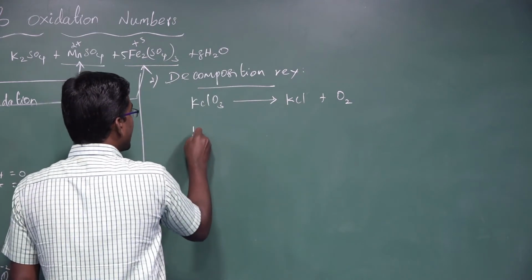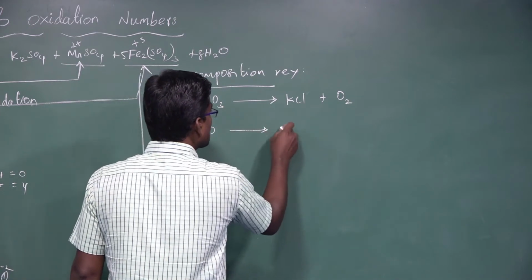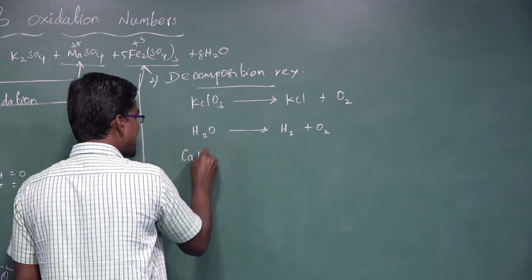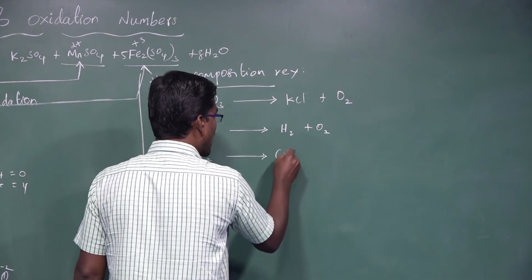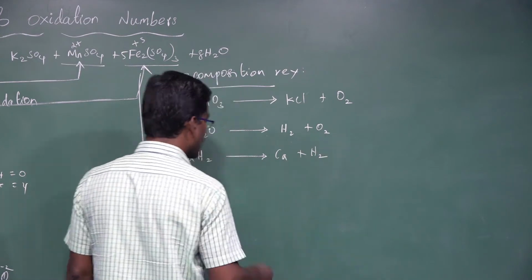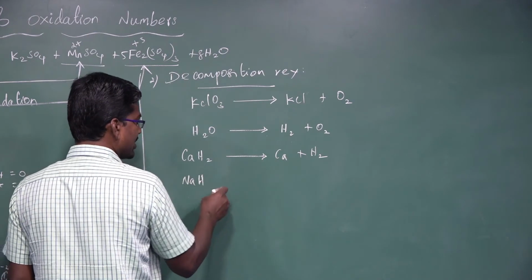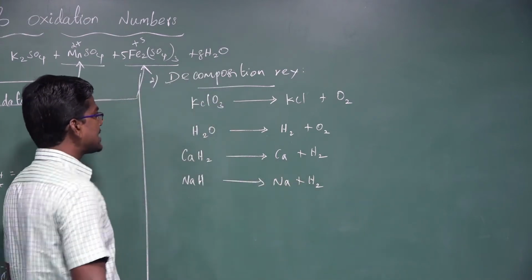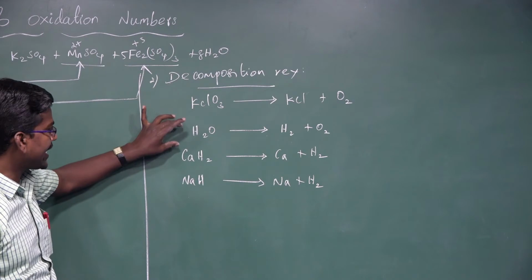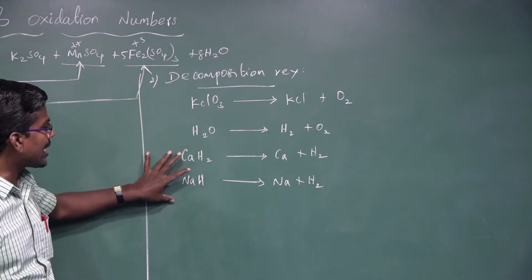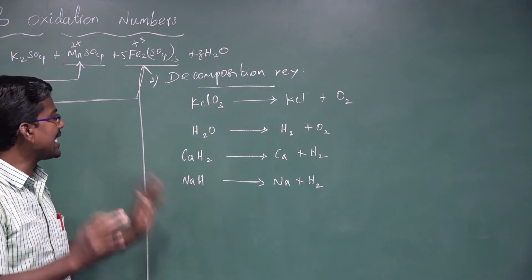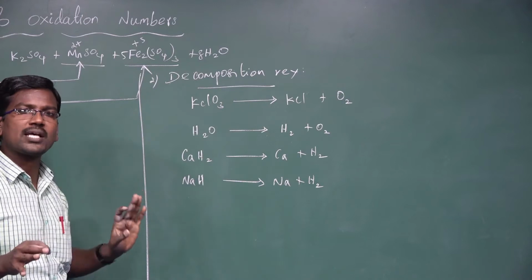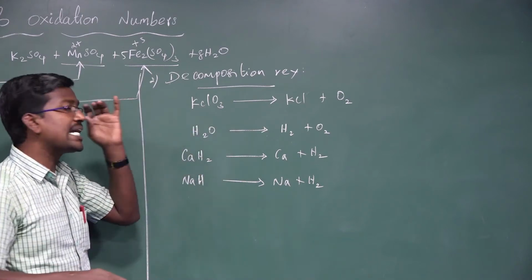Single compound. The H2O water molecule dissociates to form H2 plus O2. Calcium hydride, CaH2, dissociates to form calcium metal plus hydrogen gas. Sodium hydride, NaH, dissociates to form sodium metal plus hydrogen gas. A single compound breaks or decomposes to form the products respectively. In this process, a redox process takes place in a decomposition reaction.